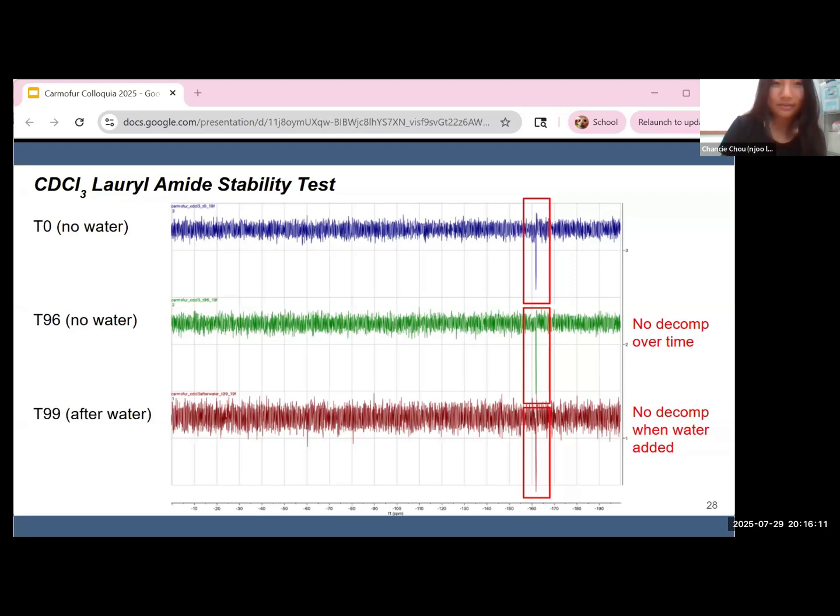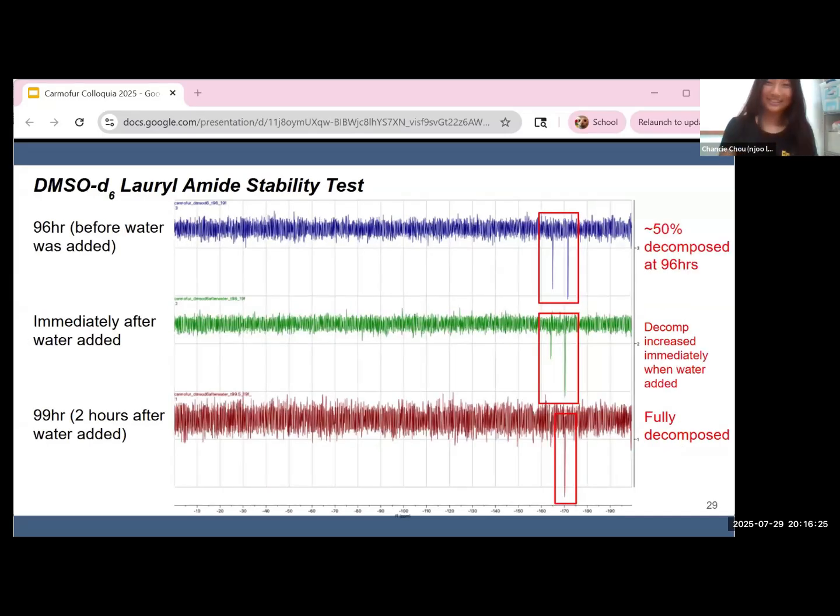And as you can see above, the amide was completely stable in chloroform D, even after 99 hours and after we added water, and even when we left it at room temperature, it was completely stable. However, this was not the case with our DMSO samples. From T0 to T96 hours, our sample appeared around 50% decomposed. So this means that as soon as we put our sample inside the DMSO, it started decomposing.